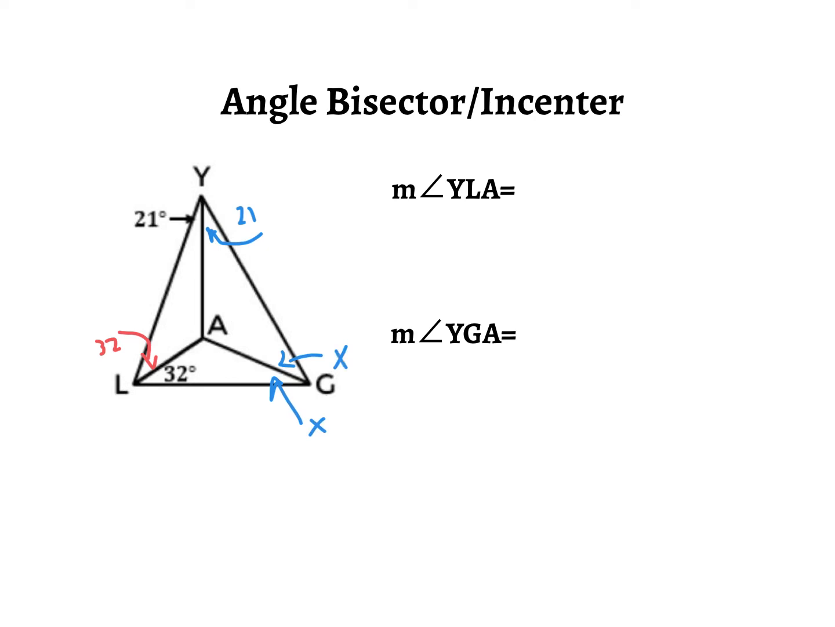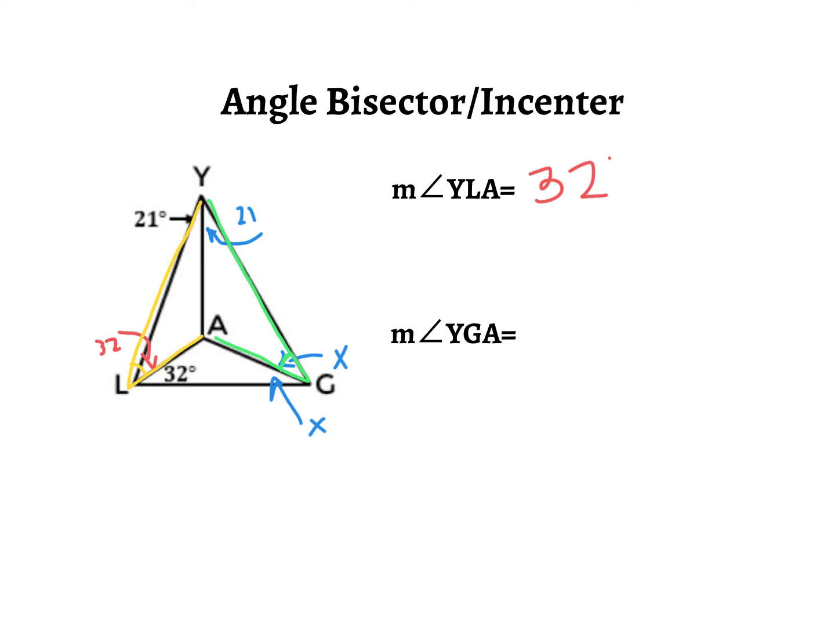So let's find the measure of angle YLA. I'll do this in yellow. YLA. That angle is, as you can tell, 32 degrees. Now I want to figure out the angle YGA, which I'm going to do in green. YGA, that's this little corner, one of the x values.